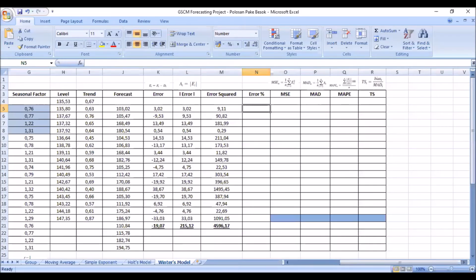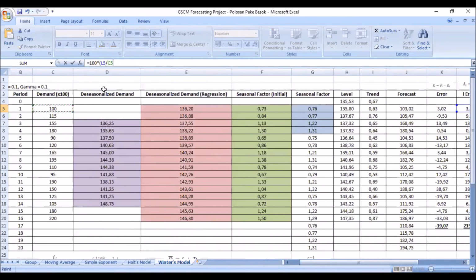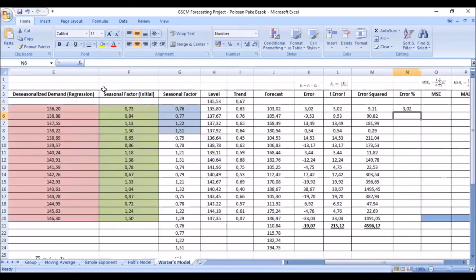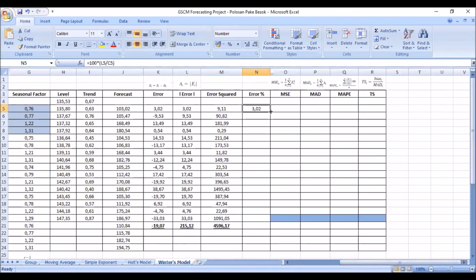After that, as usual, we're also going to find the error percentage, which can be found by using 100 multiplied by the error absolute divided by the demand, which is kind of far in this case. And then after we have clicked the cells, we're just going to enter it and take it down as usual. And after we take it down, don't forget to count the sum of the error percentage, which will be really useful in finding the MAPE later on.